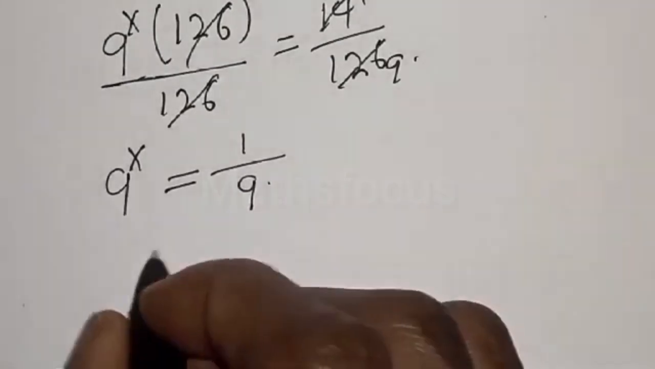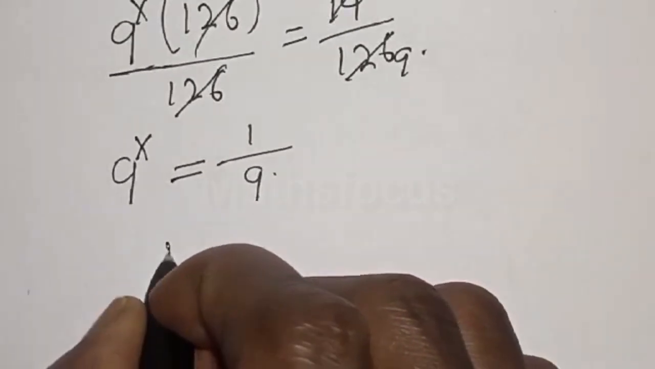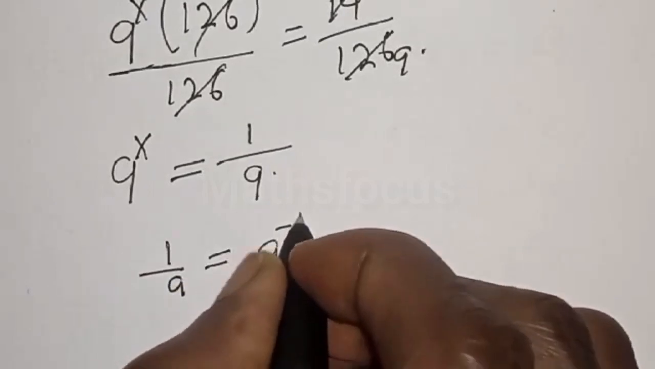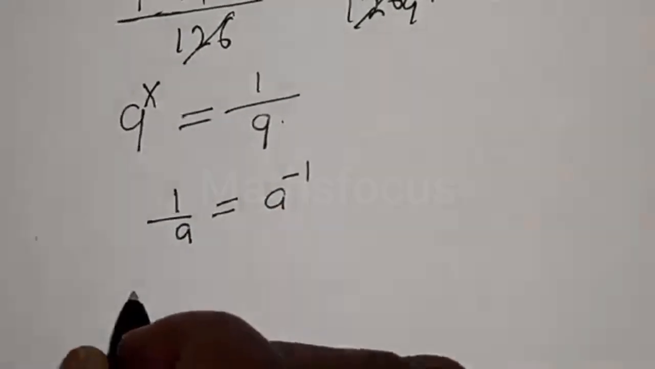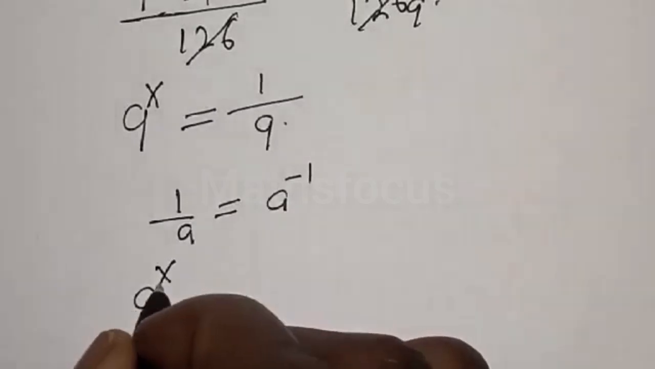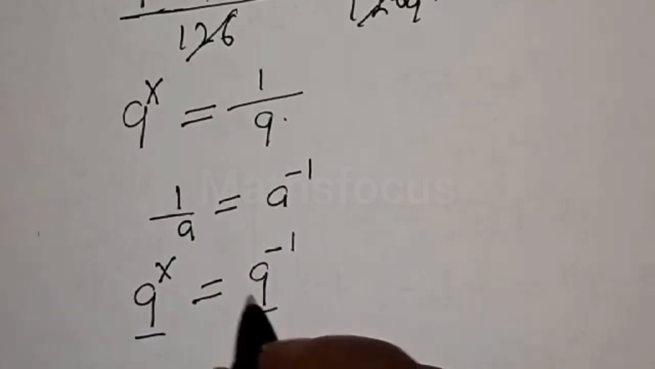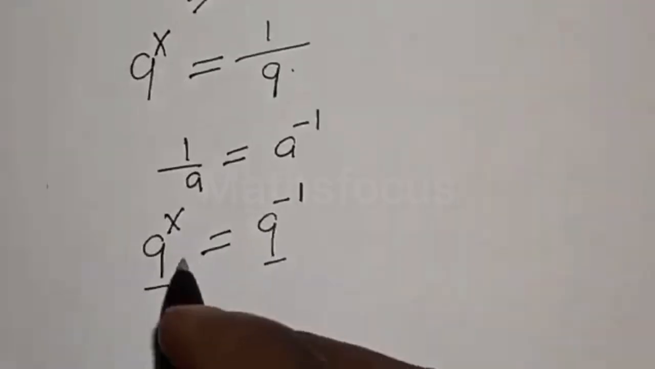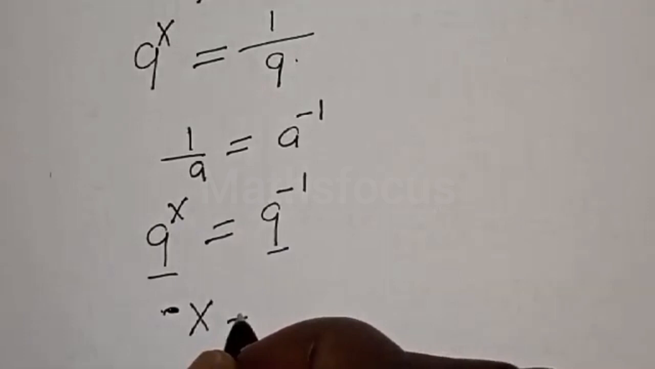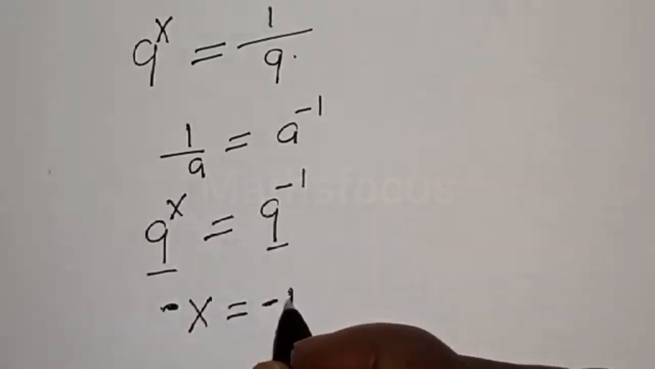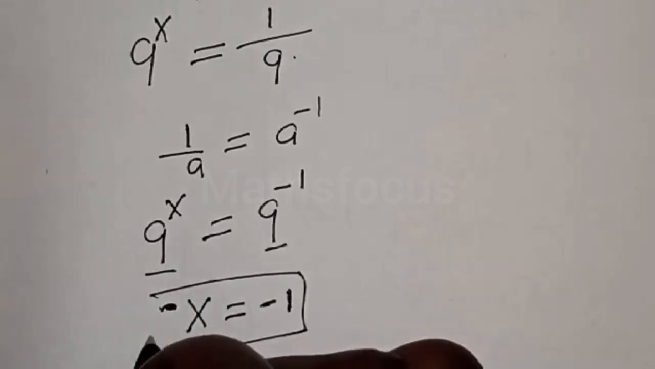And note that if you have 1 over a, it is the same thing as a raised to power minus 1. Now 9 raised to power s is equal to 9 raised to power minus 1. They have the same base, therefore we work with exponents. s is equal to minus 1. That is our final answer.